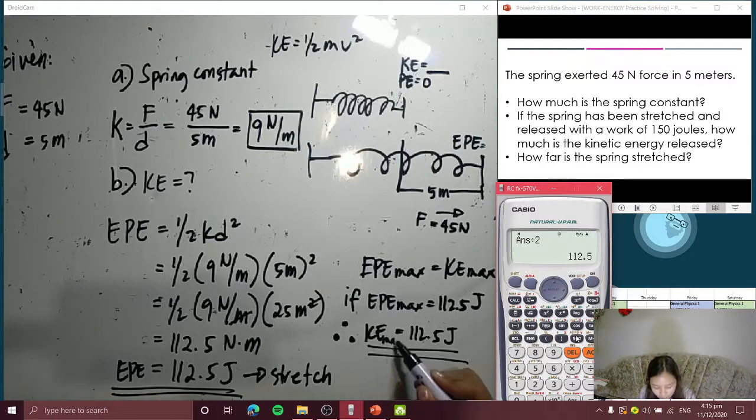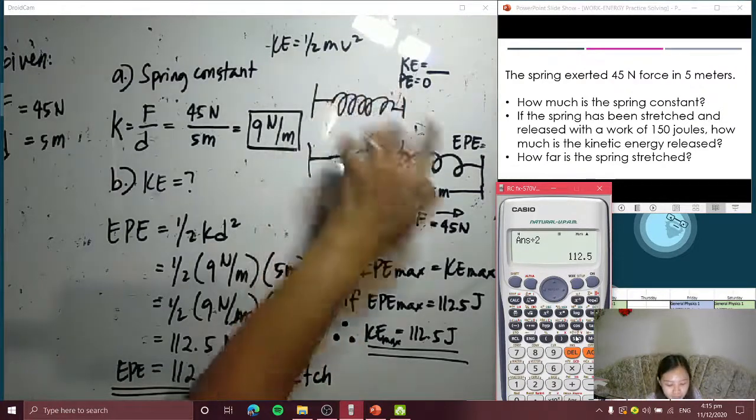Gin-butang ta ang maximum, kay tungod ara siya sa pag-stretch gid, and then, pag-release niya, nagbalik siya sa iya nga equilibrium. So, amo ni siya nga maximum naman na siya ang ginahatag diri sa imo. So, I hope that it's clear na.